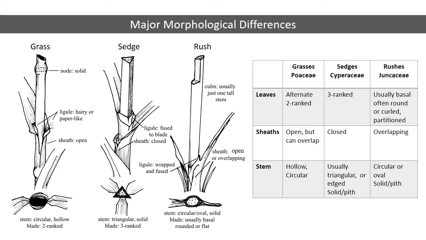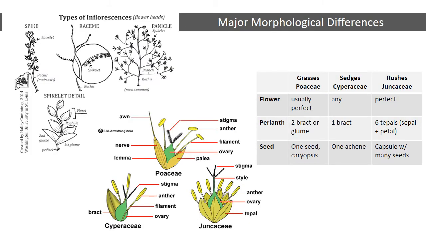Another identifying tool we can use is actually looking at the seed head of grasses and graminoids. The flowers or seed head in graminoids can also help in identification. Here we see the main types of inflorescence, or overall shapes. There's the spike, the raceme, and the panicle.